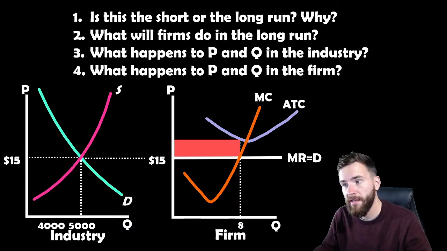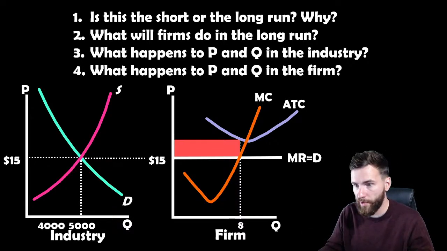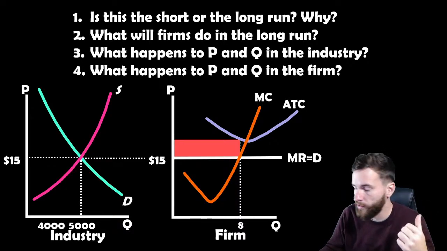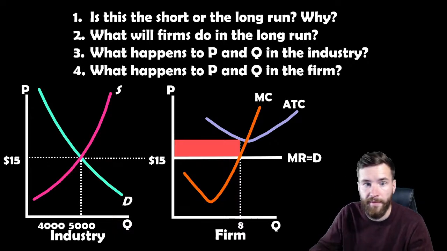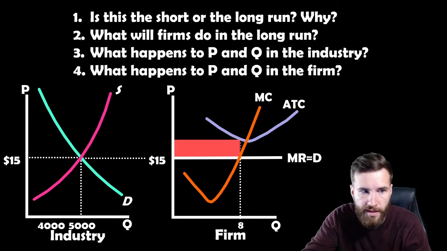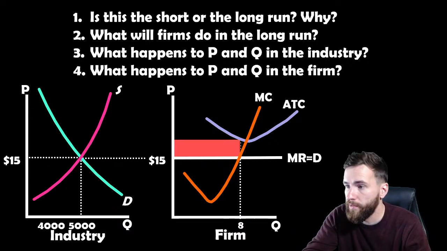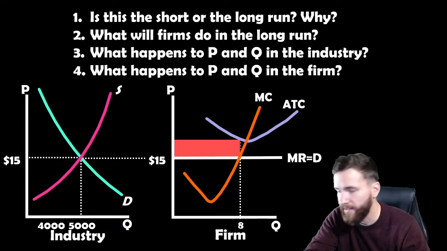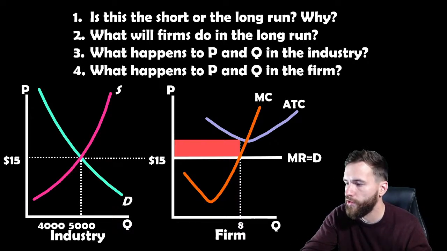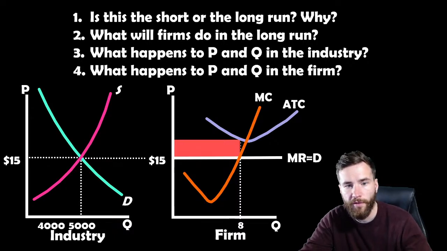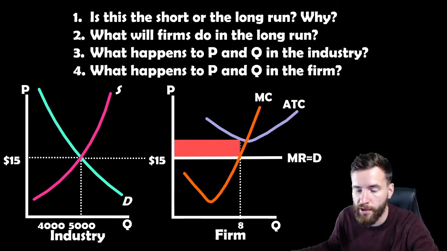Some firms will stay. Some firms will leave. If you're a firm and you're making a loss, at some point you're going to say, you know what, I'm going to take my losses and go try to do something else. And then some firms stay. That's the idea: losses are going to incentivize firms to leave the industry. So if firms leave the industry, what's going to happen to supply? It has to decrease. That means fewer producers, fewer suppliers. That's just a shifter of supply. It's pretty simple. So if firms leave, I'm going to decrease supply.